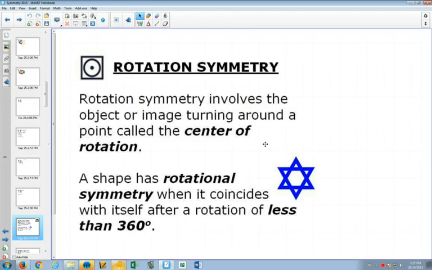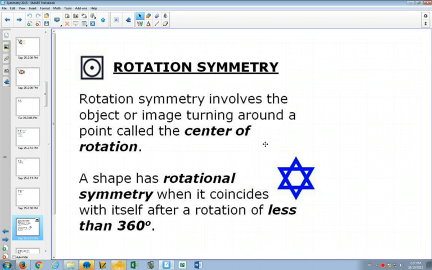All right, so we're going to look at rotational symmetry today. Yesterday we looked at line symmetry. A review of line symmetry: you had horizontal lines, vertical lines, and oblique lines. Remember, oblique were diagonal lines of symmetry.